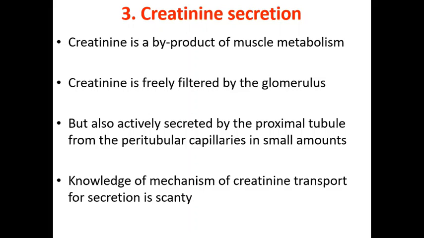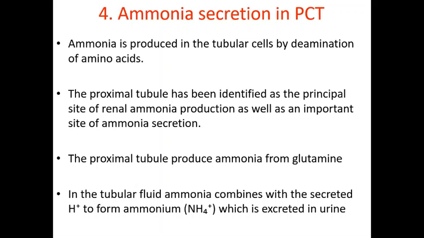that are responsible for secretion of creatinine, but the actual mechanism is not well understood. Then there's also secretion of ammonia, by the proximal convoluted tubule. Ammonia is produced in the tubular cells by deamination of amino acids. So deamination of amino acids will result in the production of ammonia. Ammonia is a byproduct of amino acid metabolism, in short. The proximal tubule has been identified as the principal site of renal ammonia production, as well as an important site of ammonia secretion. So the production and secretion of ammonia take place within the proximal convoluted tubule.